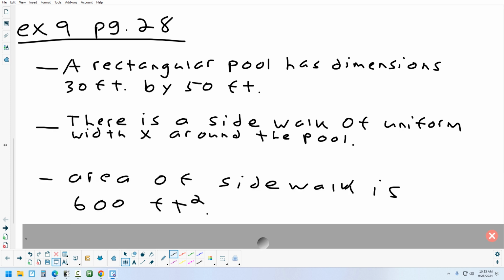My goal is going to be to figure out what the width of the sidewalk is based on what they tell me. All I know is the area of the sidewalk. So the area of the sidewalk around the pool is 600 square feet. That's enough information to figure out the width.